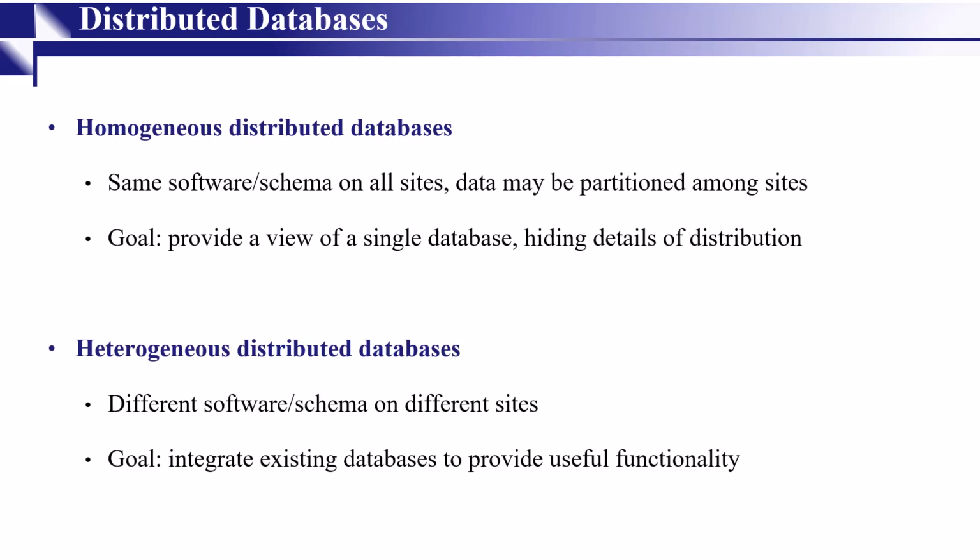Distributed databases come in two types: homogeneous distributed systems and heterogeneous distributed systems. Homogeneous ones run the same software and schema across sites. Partitioning data for efficiency, users see one unified database, hiding the complexity. On the other side, heterogeneous databases integrate different systems, like merging a legacy payroll app with a modern CRM. The challenge is interoperability, but the payoff is leveraging existing infrastructure for new capabilities.